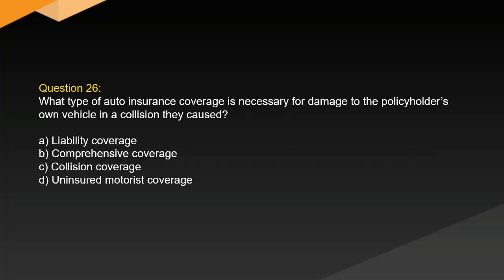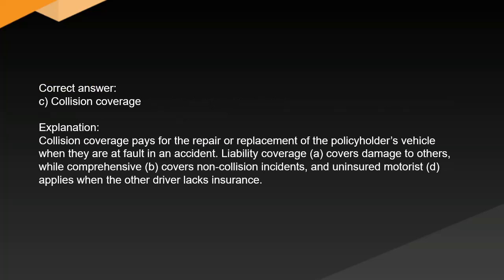Question 26. What type of auto insurance coverage is necessary for damage to the policyholder's own vehicle in a collision they caused? A, liability coverage. B, comprehensive coverage. C, collision coverage. D, uninsured motorist coverage.